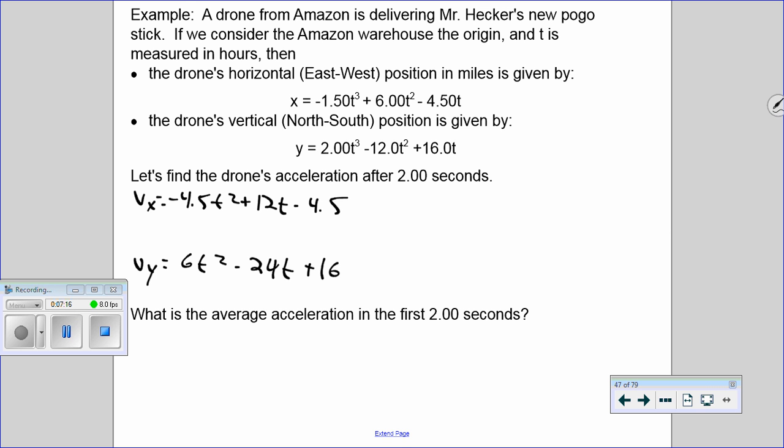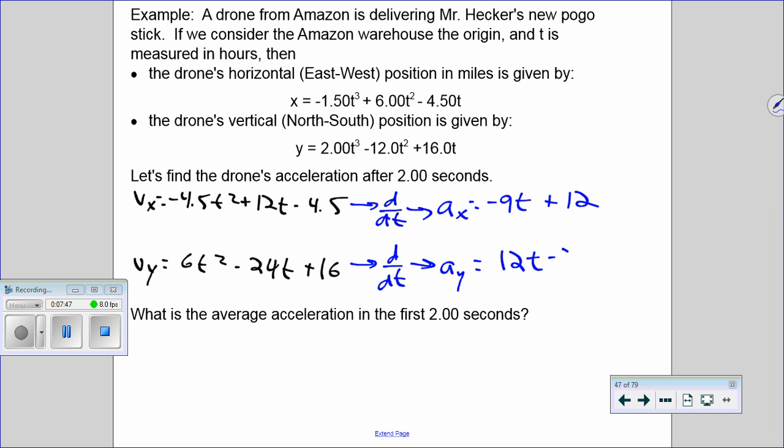Everybody good with how I did that? Just a quick derivative, we did that yesterday. So how do I find my x and y accelerations? Take another derivative, right? So d/dt gives my acceleration in the x direction as negative 9t plus 12. And if I take the derivative of this with respect to t, I find that my y acceleration is 12t minus 24.